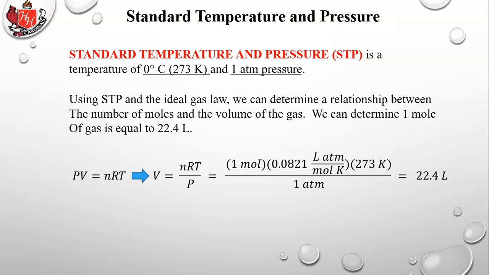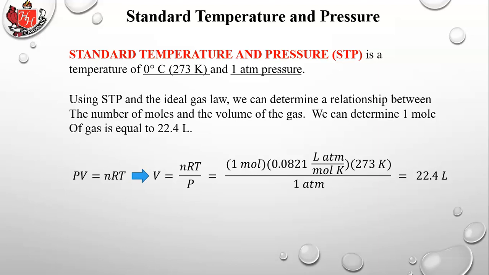Notice it doesn't matter what the gas is. We don't state what the gas is. So this is true for any gas. So n, the number of moles, is 1 mole. And then you have the ideal gas constant, 0.0821 liter atmospheres over moles Kelvin. And then you have the temperature.